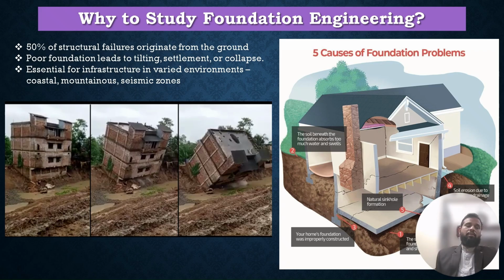This is a typical example of foundation failure. You can see in these images the whole structure first starts tilting and ultimately fails or collapses. You can also observe that no structural element has been broken or damaged; it is a totally complete failure of the foundation.